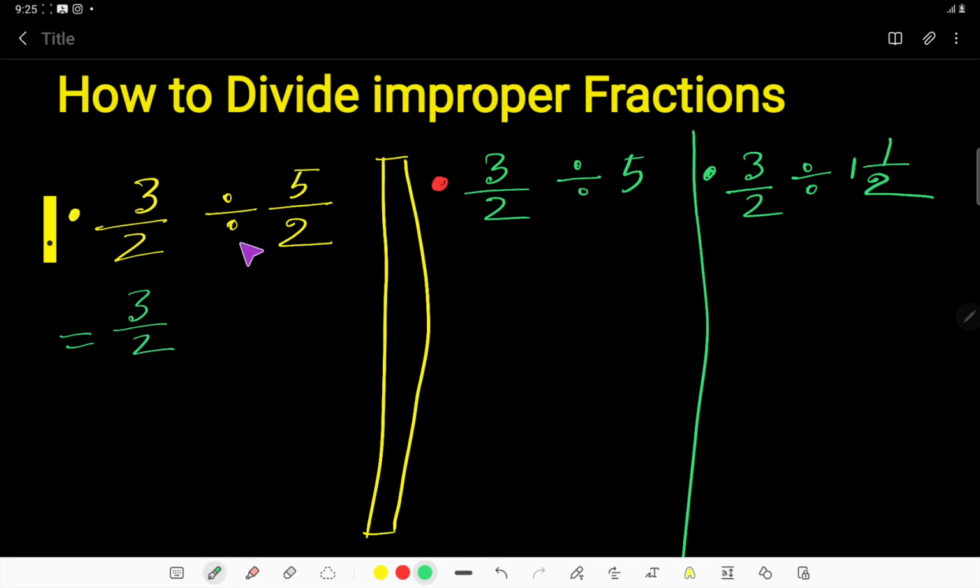Keep, change and flip method. Keep, change the division sign to a multiplication sign, then flip, just change the position of numerator and denominator. So now you have to multiply top to top and bottom to bottom. So you are getting here 6/10.